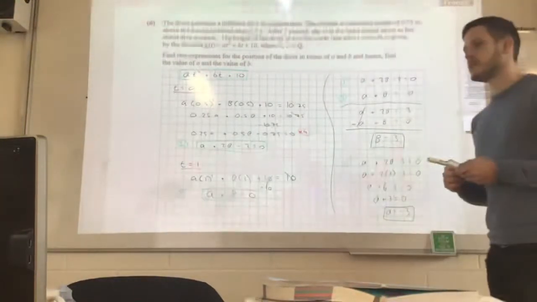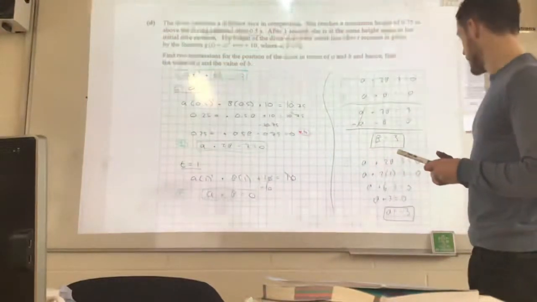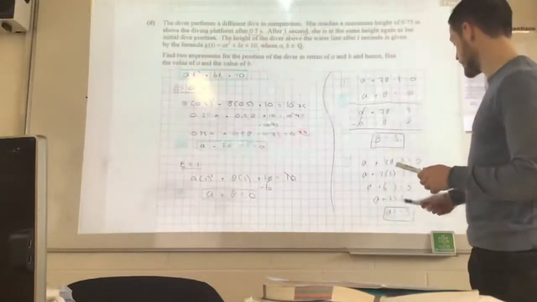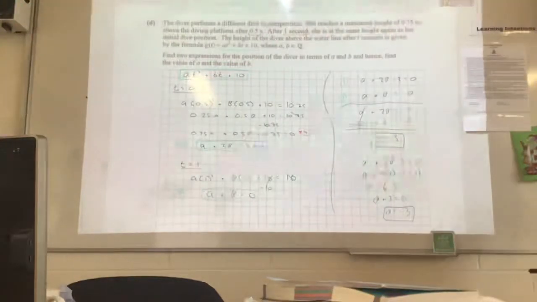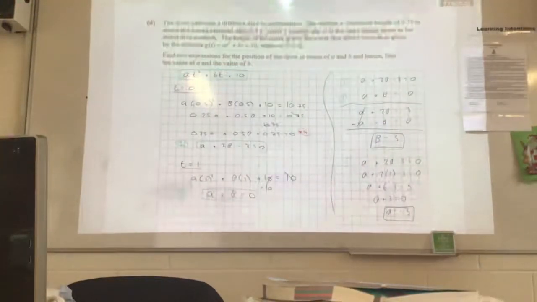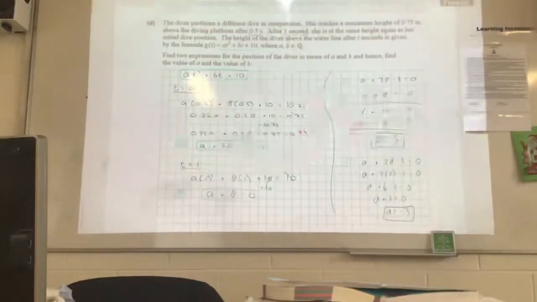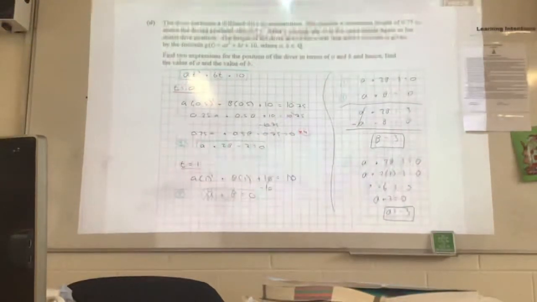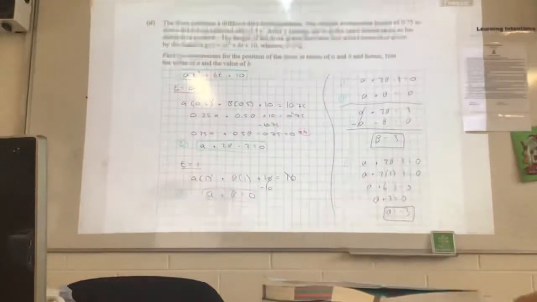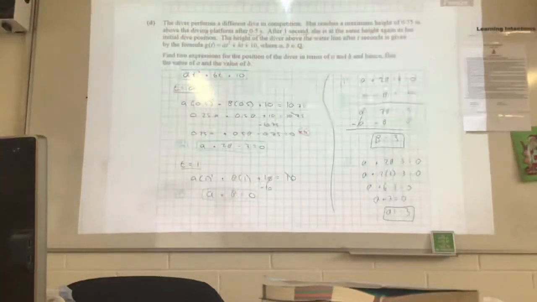So I get a is equal to minus 3, and b is equal to 3. Difficult question, takes a little bit of thinking. It probably won't come up this hard, but it could come up, you know, as the end of maybe a patterns question, which looks a bit more likely than this. But it's the same principles.